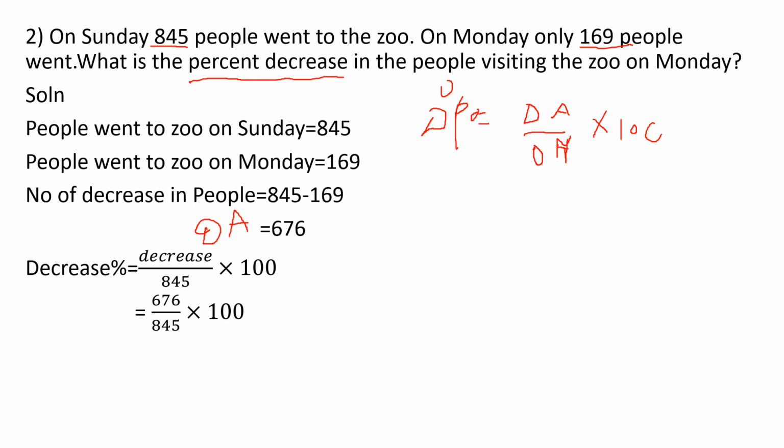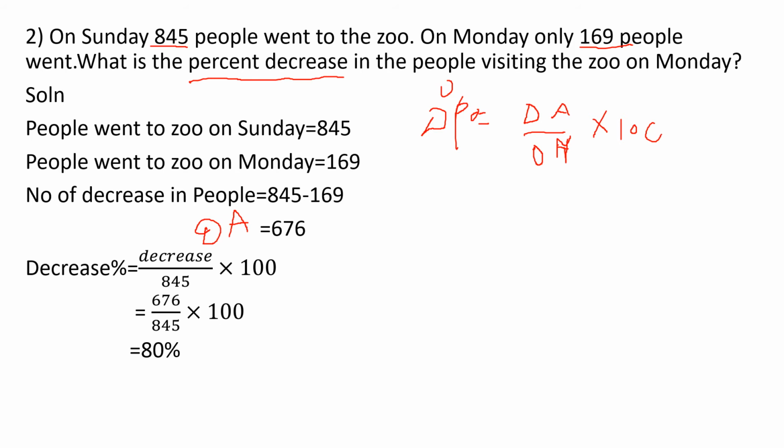676 divided by 845 into 100. So the calculation part you have to do, and check whether you are getting 80% or not. So 845 and 100 we can cancel by using the 5 table. Cancel it and find out whether you are getting 80%.